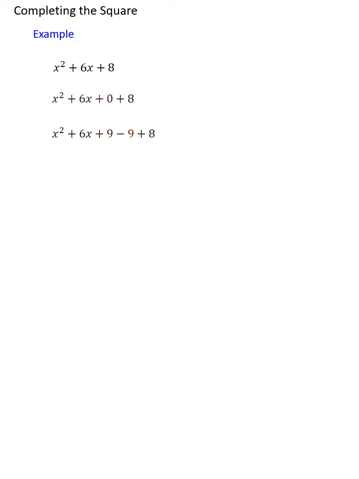By choosing that form of 0, what I can do is take the first three terms of this expression now and factor them. Watch as I factor the first three terms of this expression. These three terms factor into x plus 3 times x plus 3, which happens to be a factor times itself. And anything times itself can be expressed as a square. I can now replace the first three terms of this expression in green with x plus 3 quantity squared.